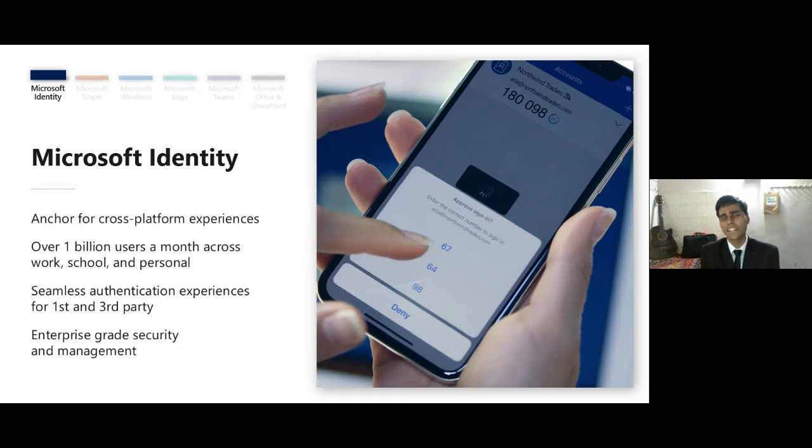And it has seamless authentication experiences on both first party and third party. So the first party is Microsoft itself, which provides it on all the various devices, and that's the reason it's a seamless experience, a very fantastic experience that we get from this identity. And it has enterprise-grade security and management. As I said, security is the reason identity was introduced.